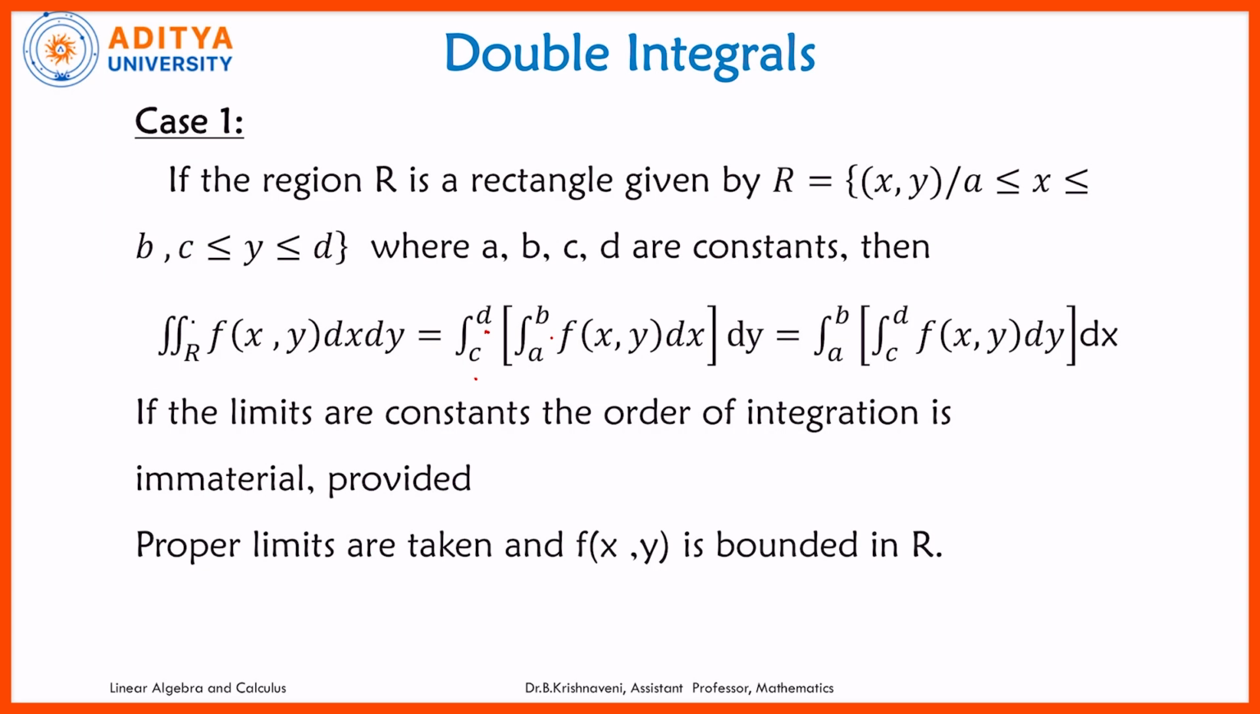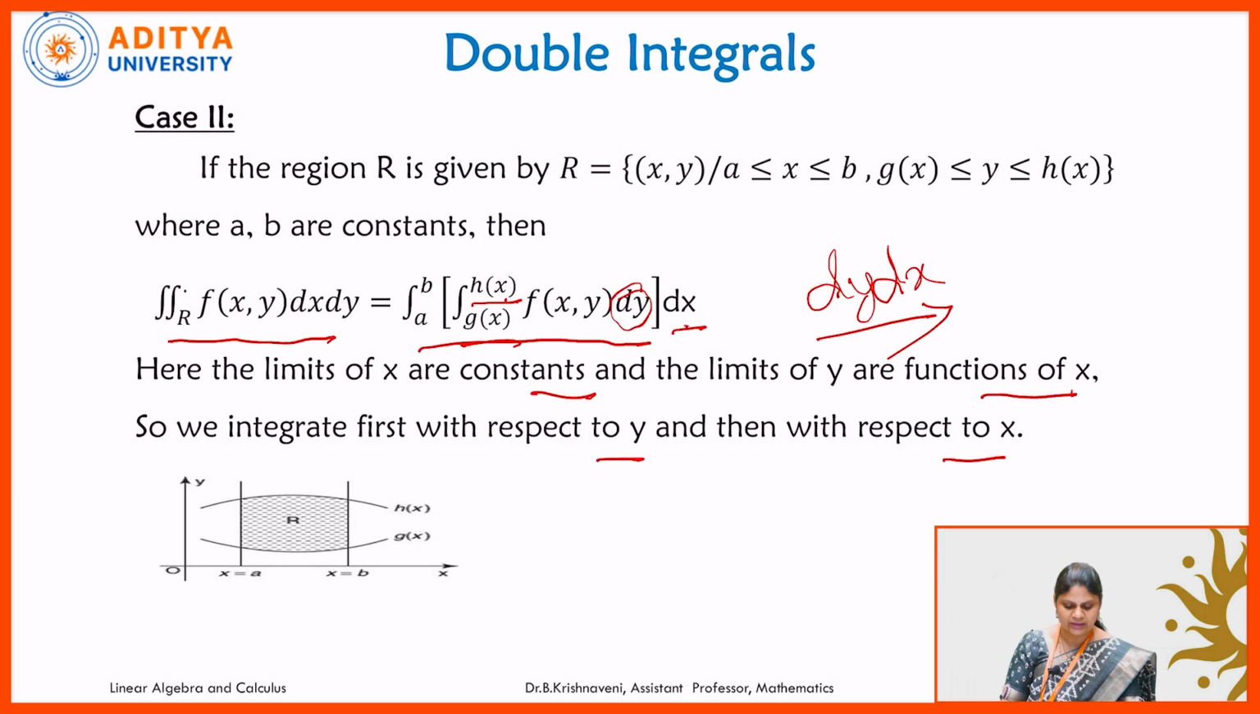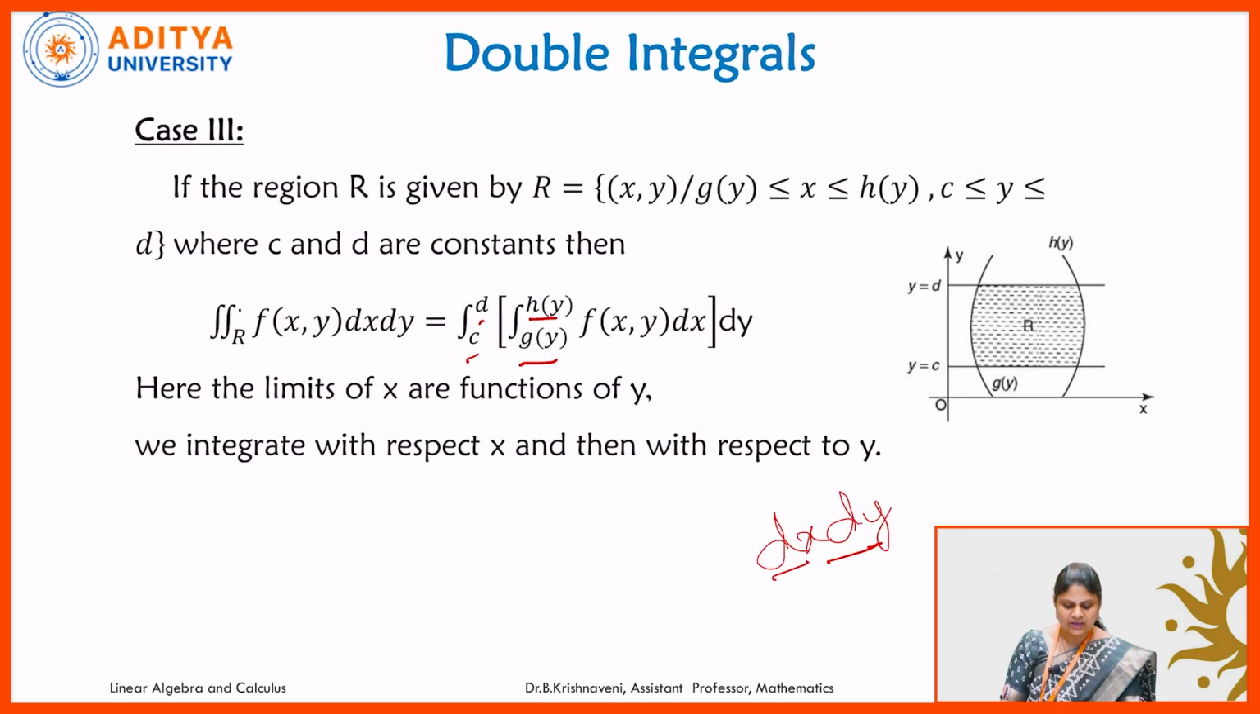So case 1 is if all the limits are constants, then you can integrate in any order. The second case is variable limits; see which variable the variable limits belong to. Here y limits are variable limits in terms of x and x limits are constants, hence the order is dy dx. The third case is where x limits are variable limits in terms of y and y limits are constants, therefore the order must be first with respect to x, then y.